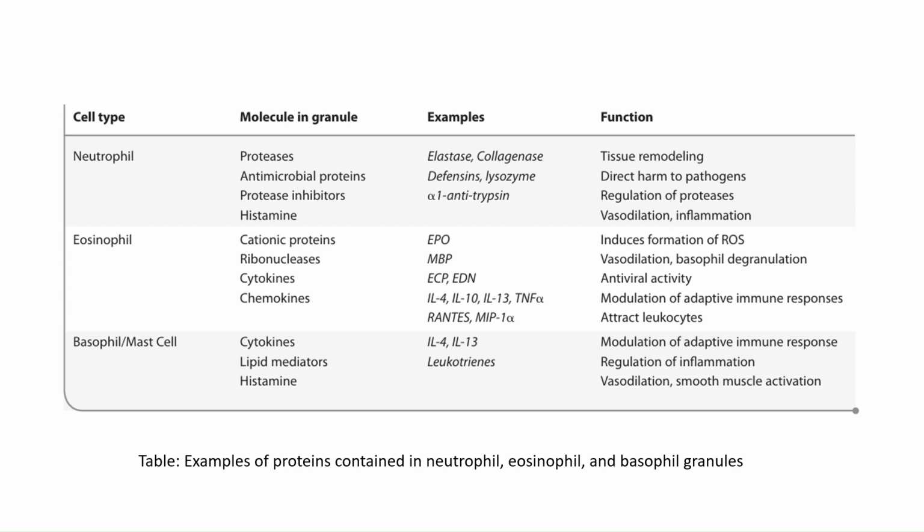Now, this is a table which shows different cell types, that is neutrophils, eosinophils, basophils and mast cells. The granules that are present in their cytoplasm are also mentioned. For example, in neutrophils: protease inhibitors, antimicrobial proteins and proteases. Examples of proteases include antitrypsin, lysozyme, collagenase, elastases, various types of proteases, protease inhibitors and antimicrobial proteins. And what function they perform is also given here. So this table in short tells you the function of various cell types of the innate immune system, specifically granulocytes. So that's all for this video.